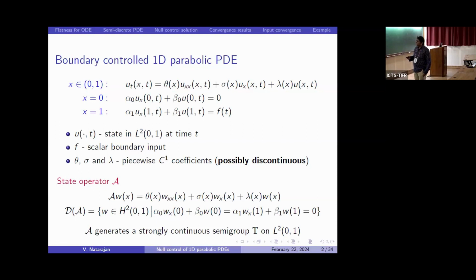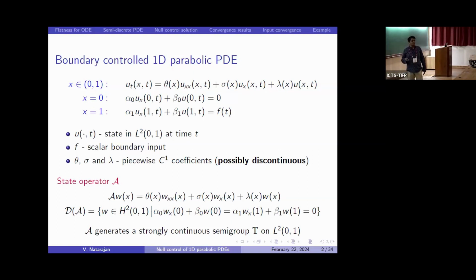First we'll try to understand a little bit about the solution of this PDE and what is the problem we want to address. The state operator of this PDE is this differential operator on the right. So A w is theta w_xx plus sigma w_x plus lambda w, where this operator is defined on a natural domain. And it's known that A generates a strongly continuous semigroup, and in fact an analytic semigroup, on L2.